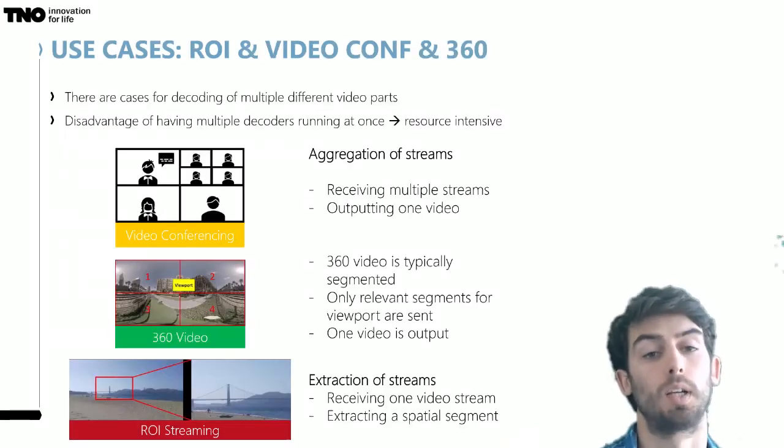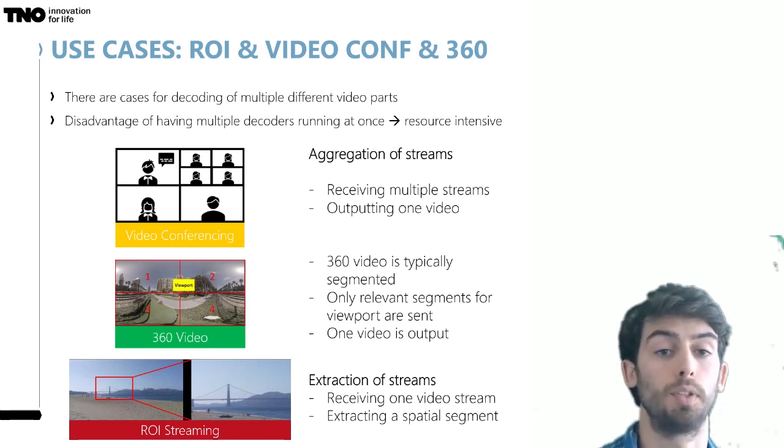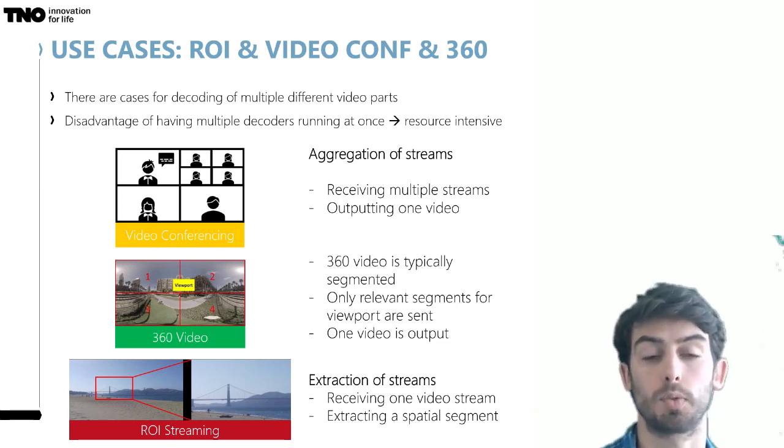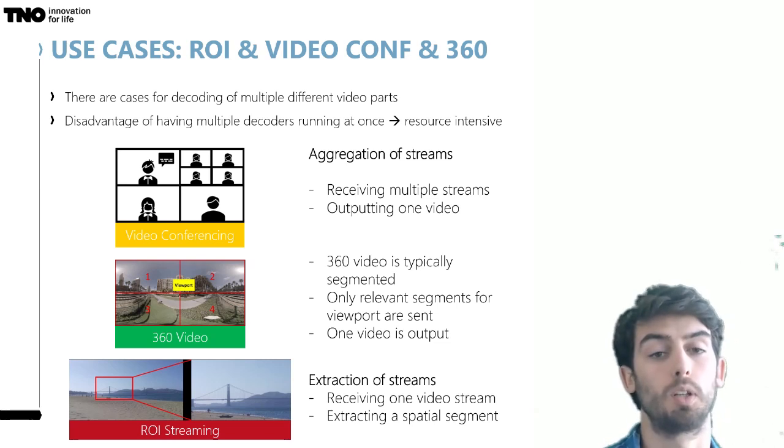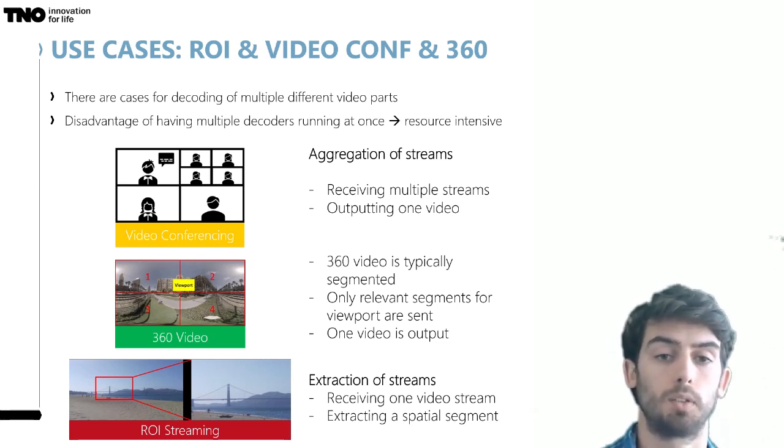The use cases we're looking at are use cases where you might have multiple video streams and want to output one video, or where you might have one video and want to extract a subsegment of it. The disadvantage of these use cases is that typically you will have to have multiple decoders running on your client, and that can be quite resource intensive. To be more specific, the use cases we're thinking about are aggregation streams and extraction.